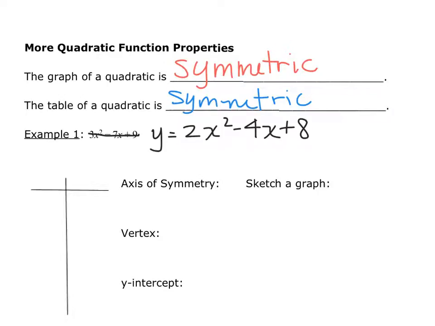All right. And we're going to be using the calculator quite a bit today, but I'm going to be writing things down as we go as well. So example 1, we're going to use our calculator to graph the quadratic y equals 2x squared minus 4x plus 8. And actually, I'm going to have one of you do that for me.